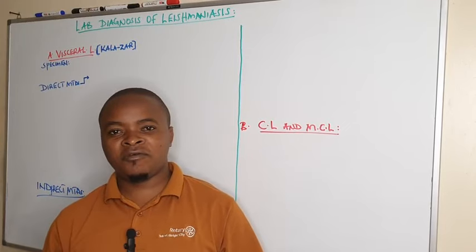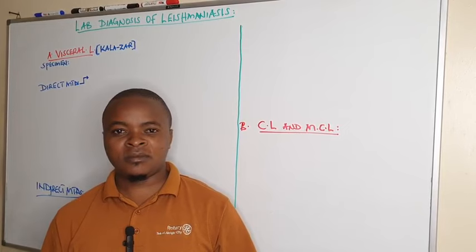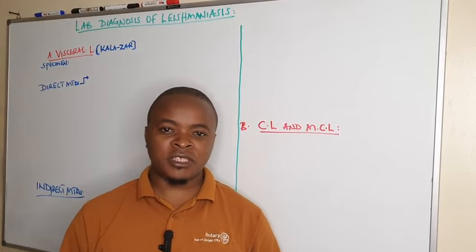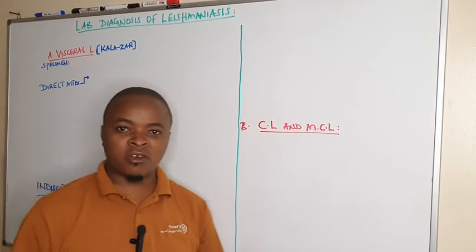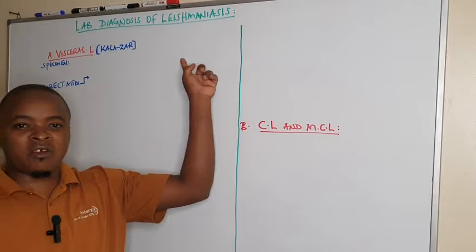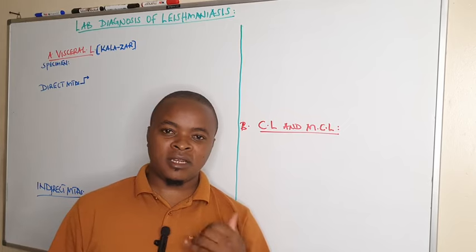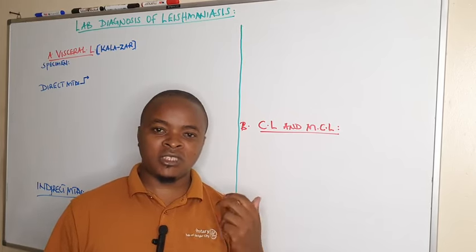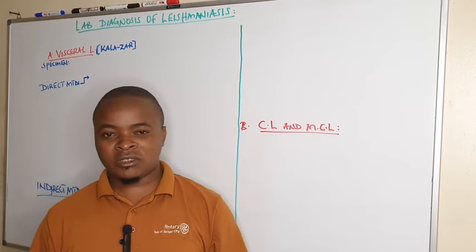Today we are going to dive into diagnosis of Leishmaniasis. In the previous video we looked at the life cycle and pathogenesis. So today we are zeroing in on laboratory diagnosis. How can I tell that someone has Leishmaniasis, which is caused by either visceral, cutaneous, or mucocutaneous Leishmaniasis?